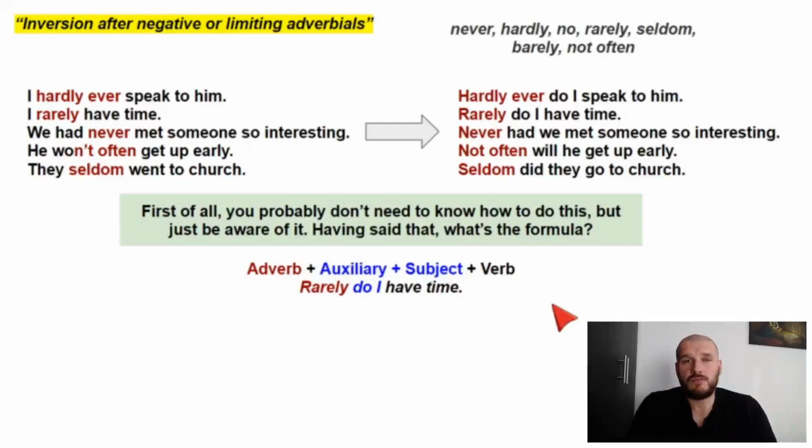Why do people do this? Why do authors, sobre todo authors, escritores, why do they do this? For dramatic effect, to change things around, to emphasize hardly ever or rarely or never. A few different reasons, but no concrete single reason, okay? It's just a different structure. So you can see here in this example, rarely do I, instead of I do, it's inverted, right? The auxiliary and the subject are switched around. That's why it's called inversion.